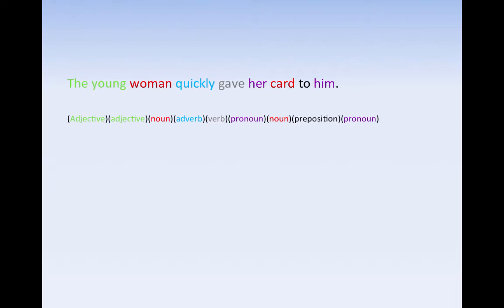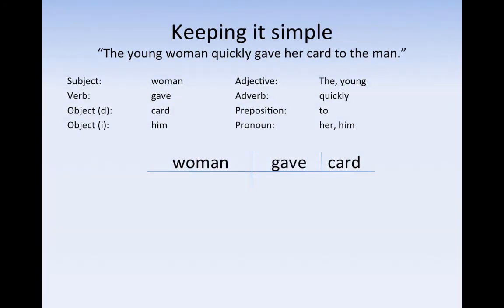So, the young woman quickly gave her card to him. Here we have an example of, at least what did we count here, 5 or 6 different parts of speech. So if we were to boil this down to its most basic parts, you have a woman giving a card to somebody. Everything else in there is kind of secondary. So the adjective is unnecessary here, but it's extra, right? It gives us extra information.